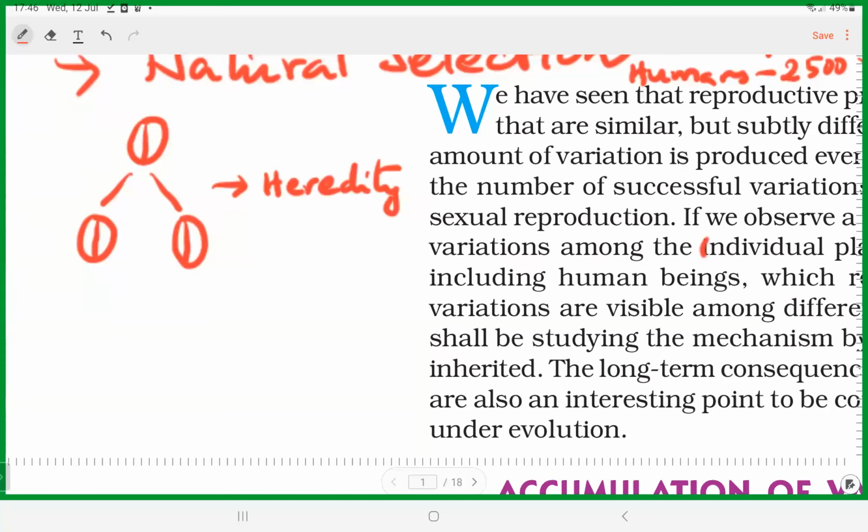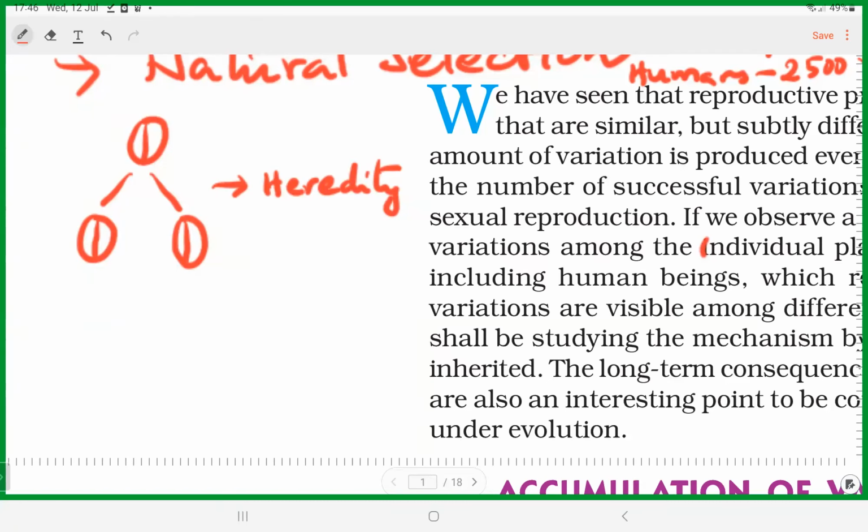Heredity. Heredity, or inheritance, ensures transfer of characters from parent to offspring so that genetic stability is maintained. That's the reason why some organisms evolved long back and still exist. They maintain the inheritance principle. Whatever changes occur, mostly they don't change their genome pattern. Can you understand? First, heredity.